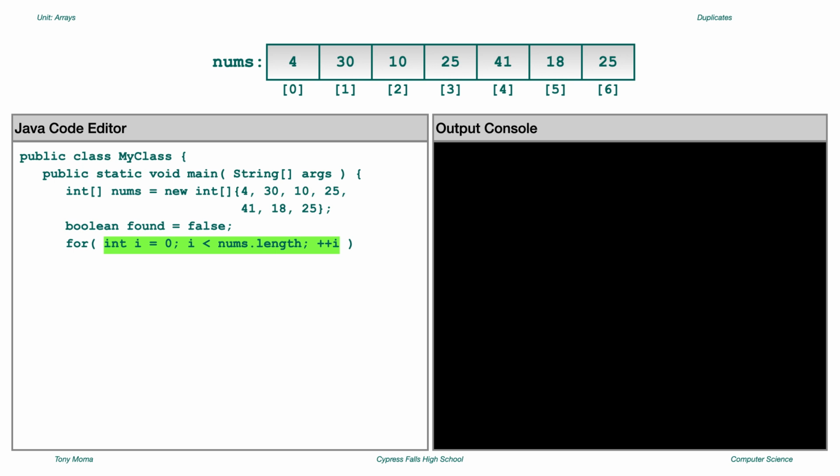Then, inside our for loop, we're going to pull out our VOI, our value of interest, which of course is the value at index I. We're going to take that value at index I and store it inside an integer called VOI. This is going to be our value of interest.